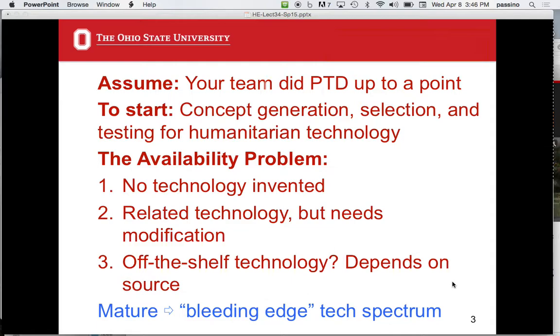Sometimes there's an off-the-shelf technology. You buy a pump, you install it, and the rest of it's people problems and maintenance and the technical issues and capacity developing challenges. So there's sort of a spectrum between a mature technology off-the-shelf, perhaps, and the so-called bleeding-edge technology. Some people call it cutting edge. And you want to be somewhere on that spectrum. Typically, you really want to avoid the bleeding edge because those tend to be fragile technologies, not well-tested, not robust. They're going to fail quickly. They're typically going to be hard to repair.